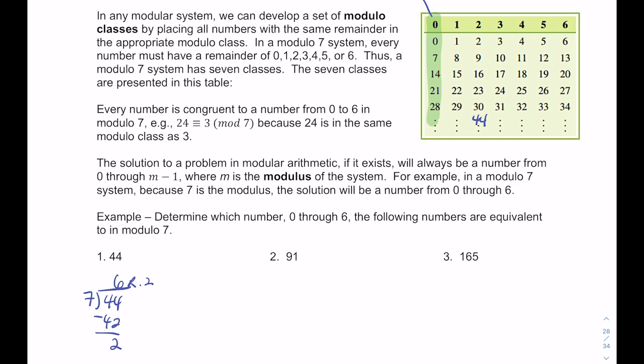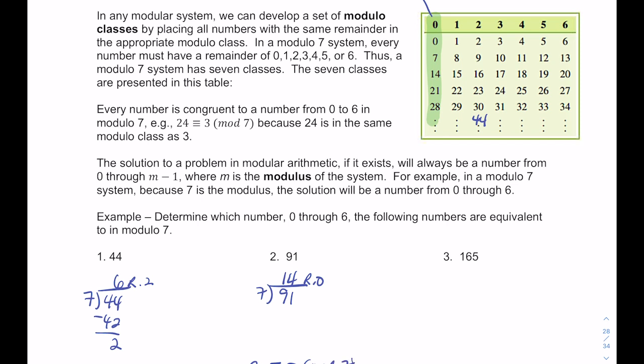Okay, and the same we would do for 91 and 165, right? As long as the number is not a number from 0 to 6, we need to calculate or use the table. So here I'm going to go 91 divided by 7, which actually goes in an even number of times, 14, remainder 0. So that means that 91 is congruent to 0 modulo 7.